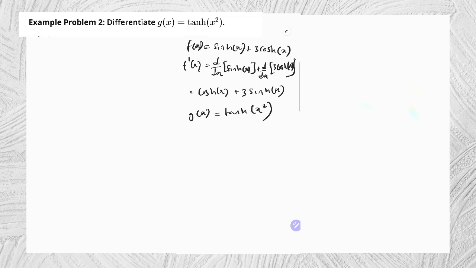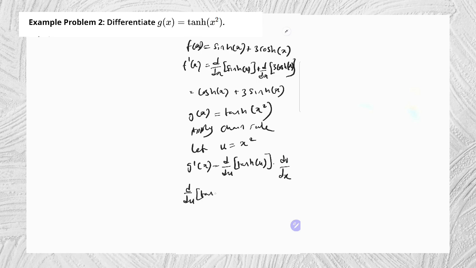So in this question, we're asked to differentiate g of x equals tanh of x squared. So let us apply the chain rule. Let g of x equal tanh of u, where u equals x squared. So differentiation of g of x will give you d/du of tanh of u times du/dx. So when we differentiate tanh u, that will be d/du of tanh u equals sech squared u.